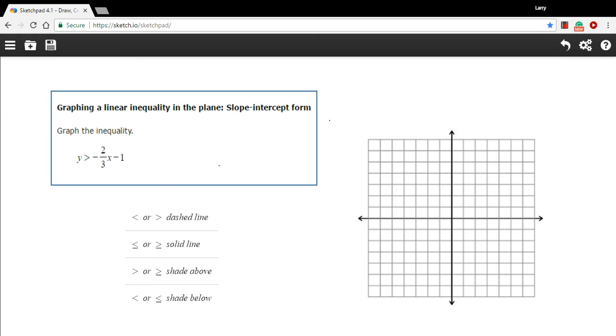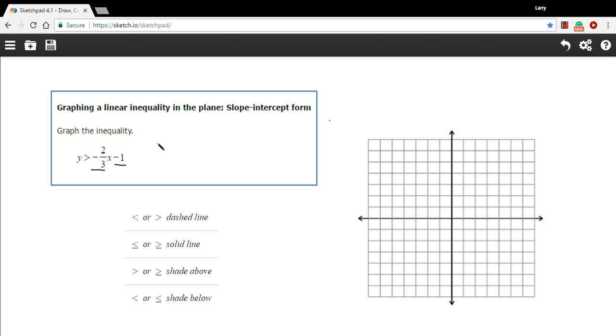In this problem, we are being asked to graph a linear inequality. And lucky for us, it's already in slope-intercept form. And remember, that's y equals, or in this case, y is greater than mx plus b. So the plus b, the b is your y-intercept. In this case, that's a negative 1. And the slope is this number that's multiplied by x. In this case, that's a negative 2/3.